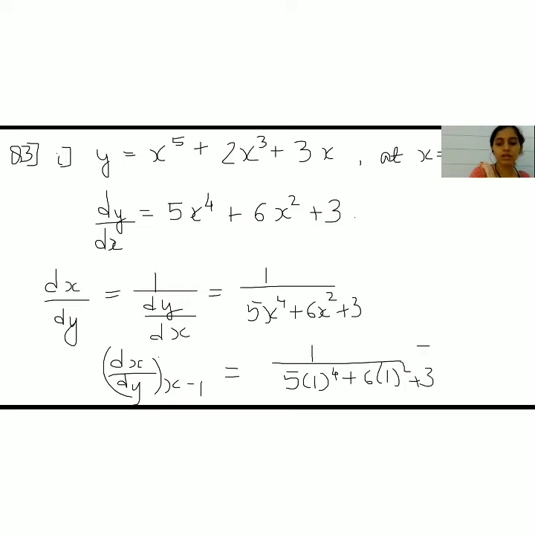Just substitute the value of the point and get the answer. So we have 5 plus 6, 11, plus 3, 14, so 1 upon 14. So question 3 is pretty simple. Just find the derivative first, then the inverse, and then you can find the value at the point mentioned for x.